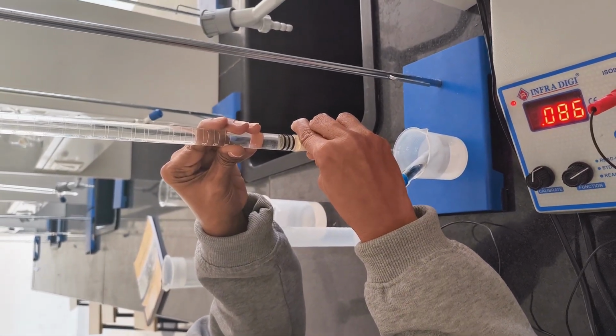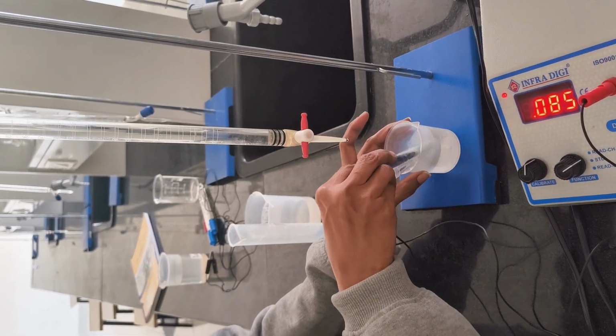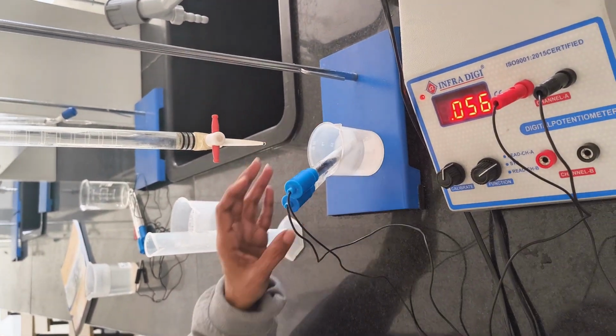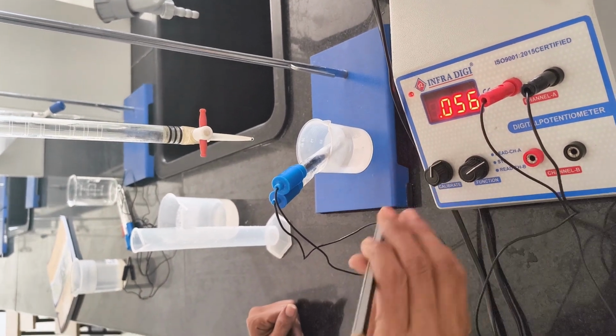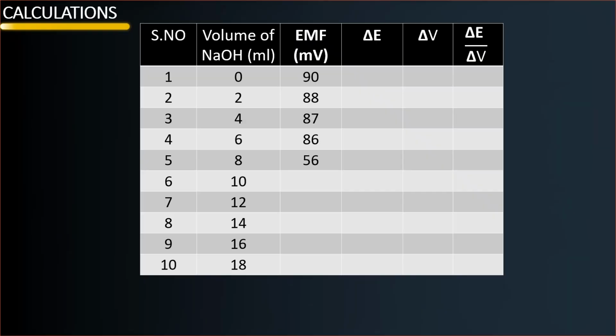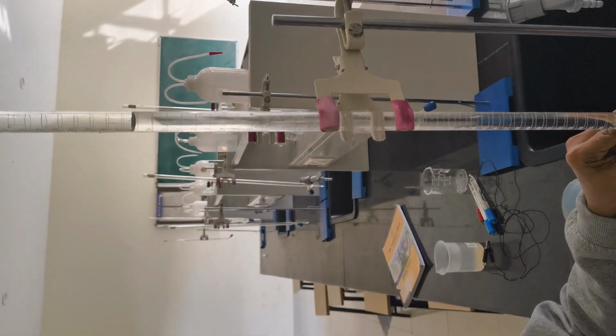So now we are adding again 2 ml of NaOH from the burette, and we will note down the EMF value. See, you will observe a very big difference, 0.056. So you observe a big difference between the two values. So there will be a sudden decrease in the EMF by adding this 2 ml. Okay. Again add 2 ml from 8 to 10.